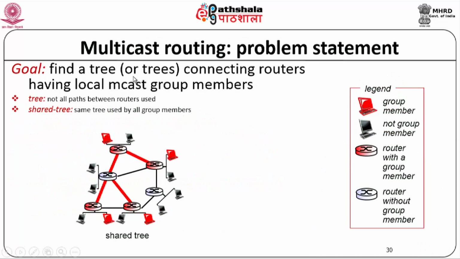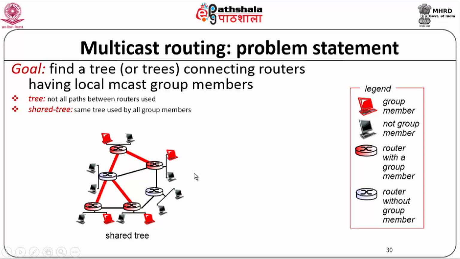As I said, for multicast routing, the goal is to find a tree or trees connecting routers which have local multicast group members. If you take this set of routers, you can see that we are talking about routers which have group members, and we are also showing routers which do not have any group members. For instance, this one here does not have any group member. Wherever you have a red colored host, that indicates that it belongs to a particular group.